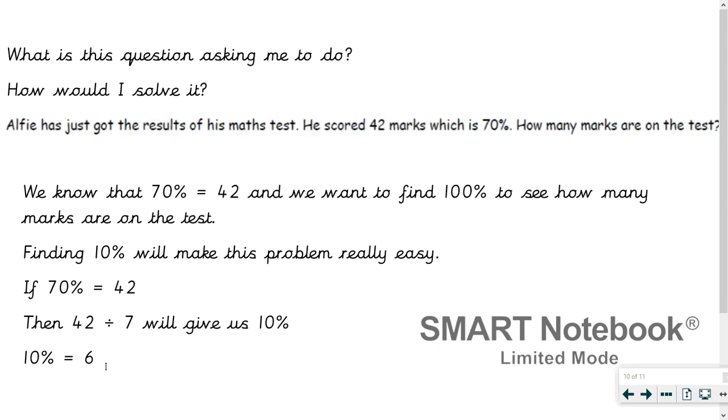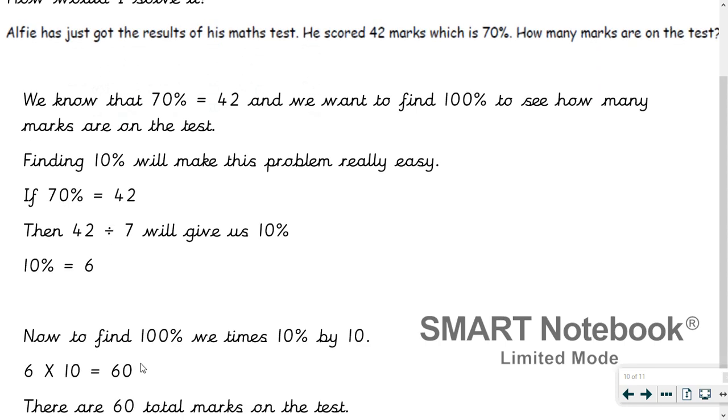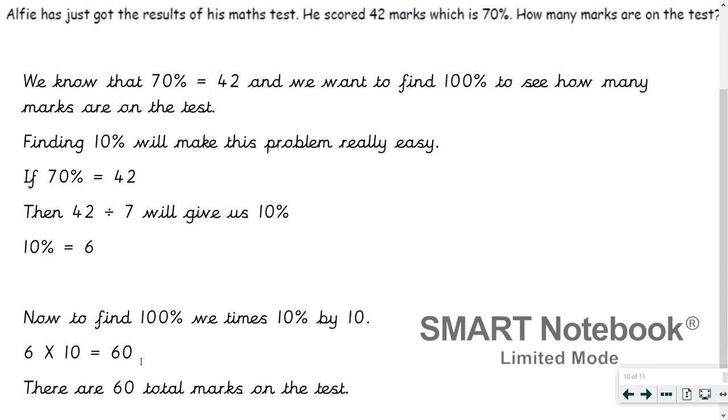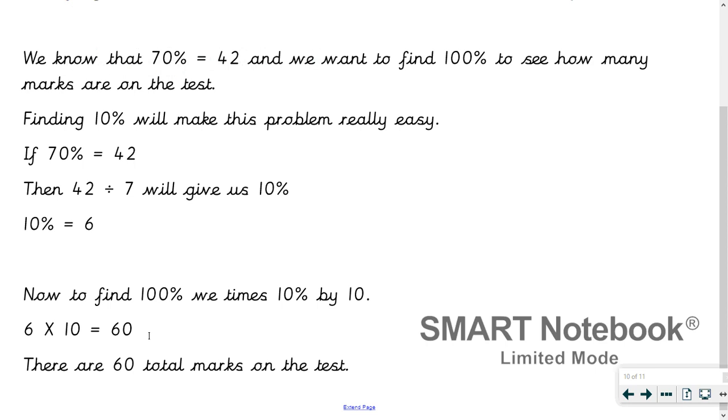Now, already I hope some of you are thinking, right, I can use that 6. I know what to times that by to get 100%. If 10% is 6, if we times that by 10, we'll get 100%. So 6 times 10 is 60. So there was 60 total marks. So it takes a little bit of thinking about it. You look at the question, you think, what is it actually asking me to do? And what's the easiest way to get there?